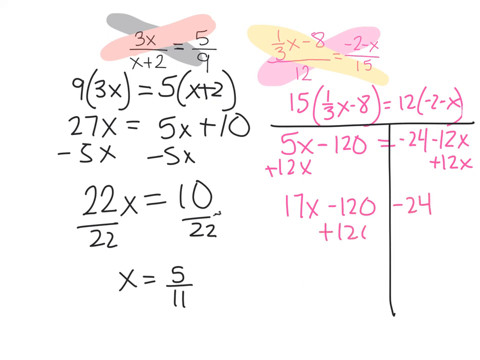Let's add 120 to both sides. So the 120 will cancel out. 17x equals, let's see, 96. Yeah. X equals 96 over 17. We are done.